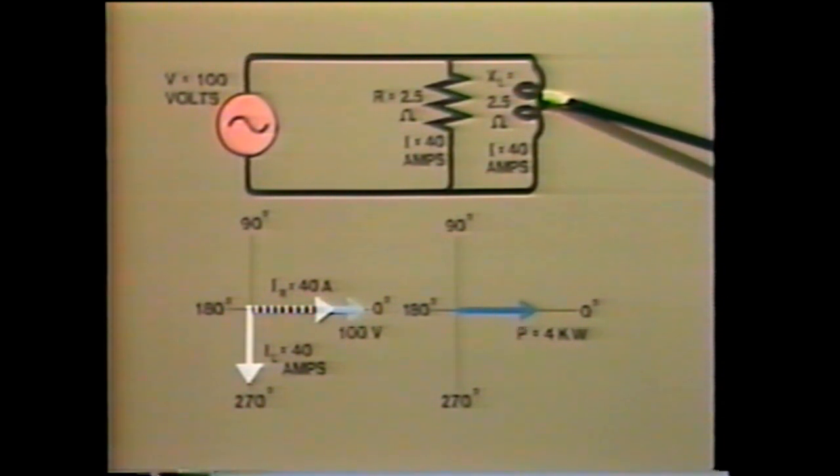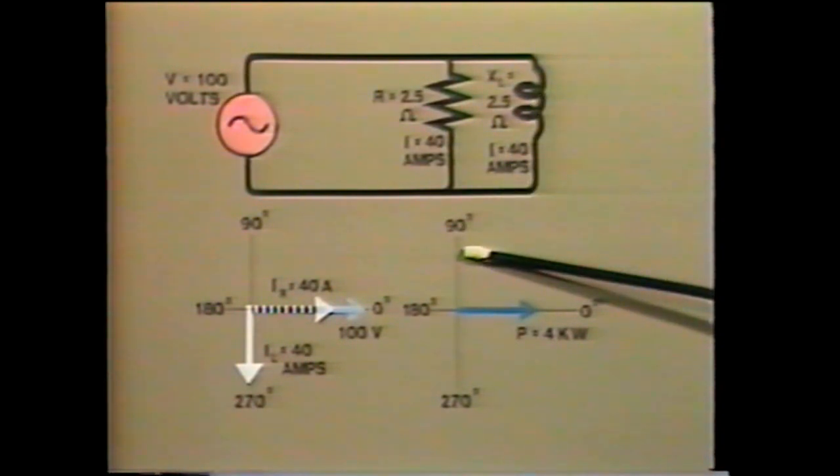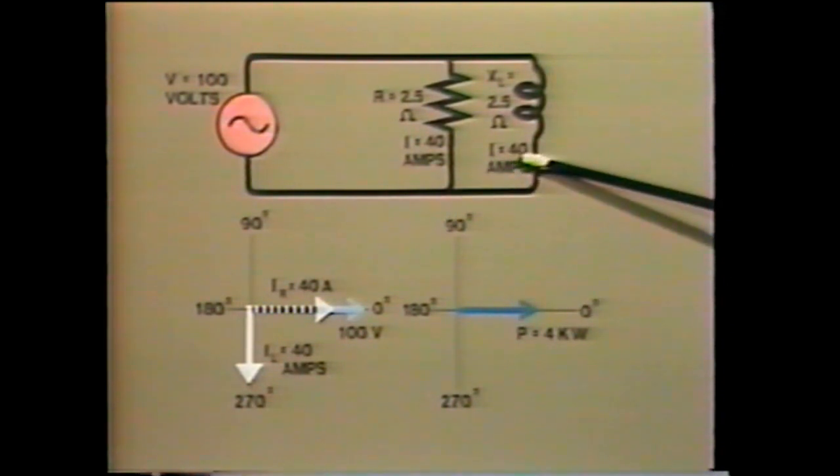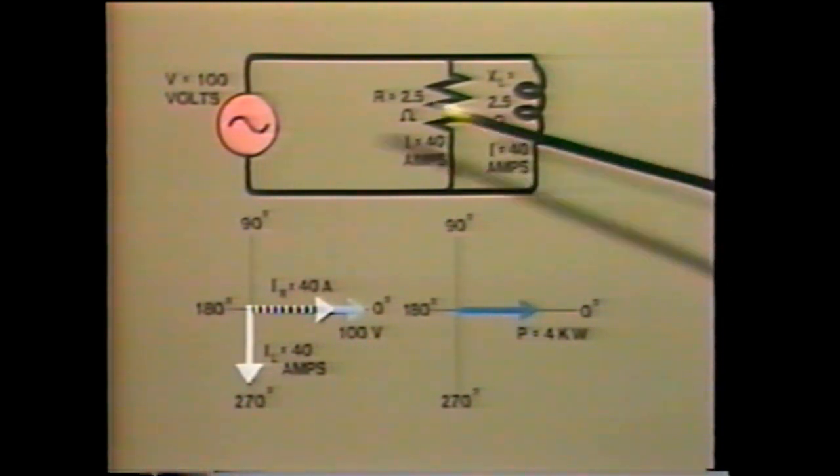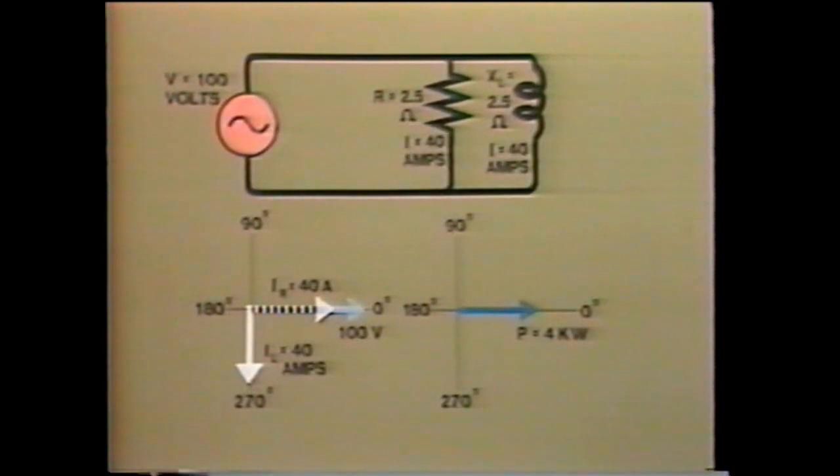Instead, we must supply positive VARs to the circuit. The total VAR requirement is given by multiplying the current and voltage. That is 40 amperes times 100 volts. That equals 4,000 VARs. That is 4 kilovars. So we can now represent this on our vector diagram as a positive demand for VARs.